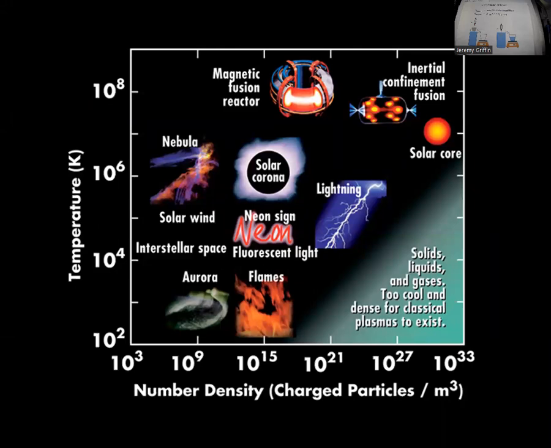Okay, so here we're looking at different examples of plasmas. I got a bunch of plasmas here. Ooh, lightning, neon signs, right? The sun. You can create plasma in your microwave.